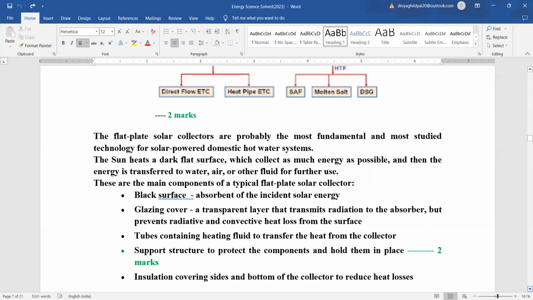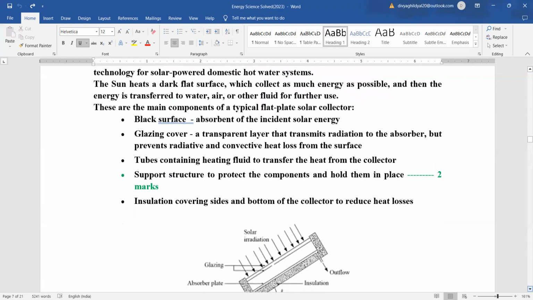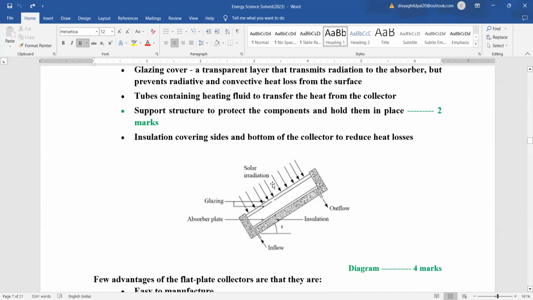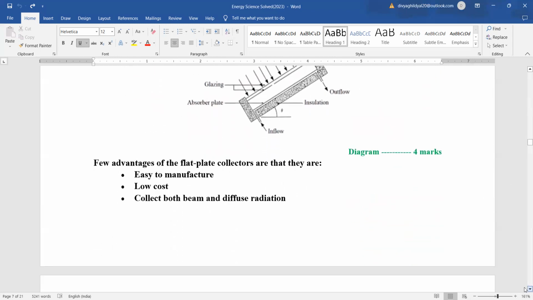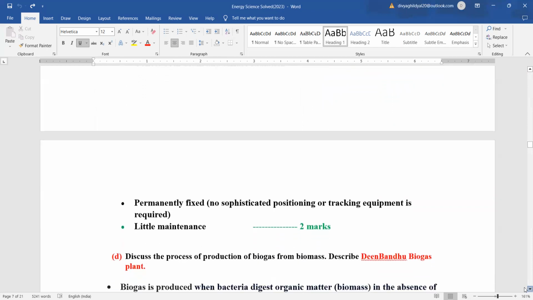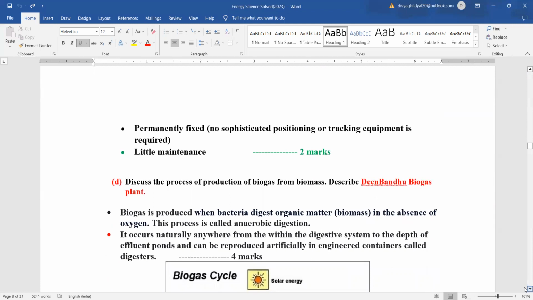Any collector which is collecting as much sunlight is efficient, and the main components are a black surface, glazing cover, tubes containing heating fluid, and supporting structures. Here you can see the solar radiations are coming on this at a glazing angle. This is collecting it, the insulation layer. Here is the inflow and the outflow is the cooling, and this is the absorber plate. This diagram will fetch you 4 marks. Advantages: it is very easy to manufacture, low cost, and it collects both diffused and direct radiations. It requires very little maintenance.